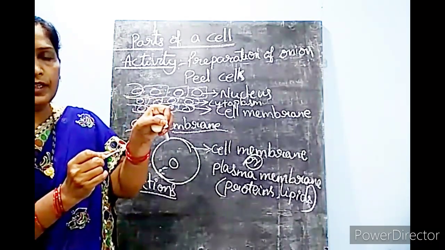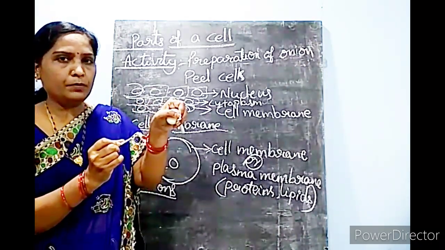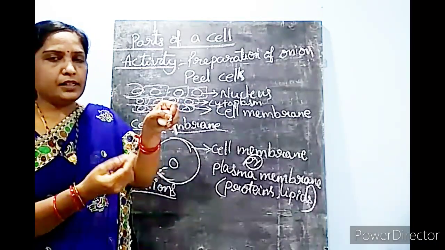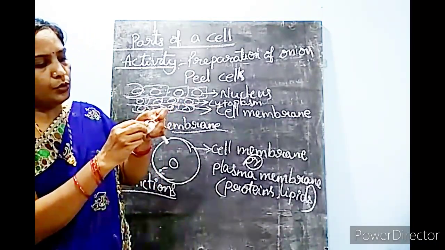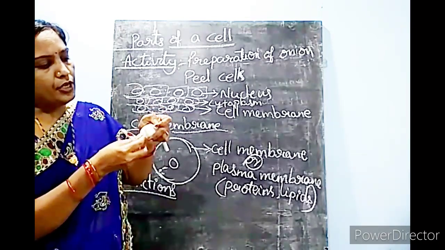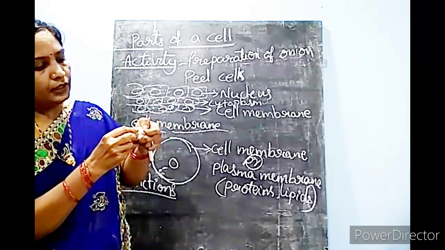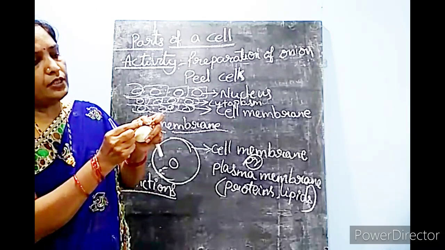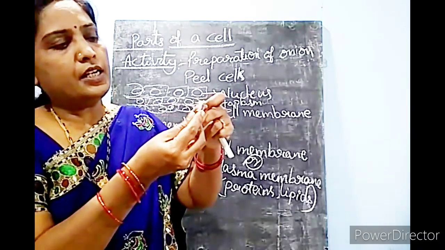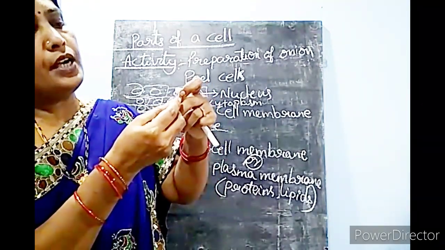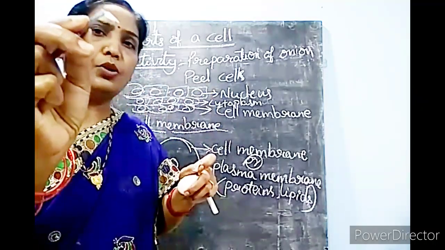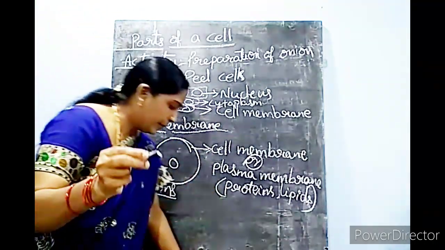So this experiment you can do at home. Boil the egg and try to remove the outer coating. When you remove it slowly, you can observe the thin layer very clearly. This thin layer is known as the plasma membrane.